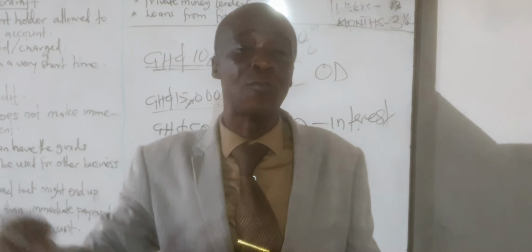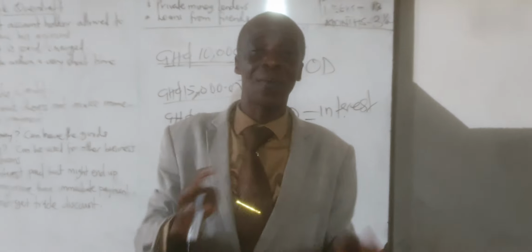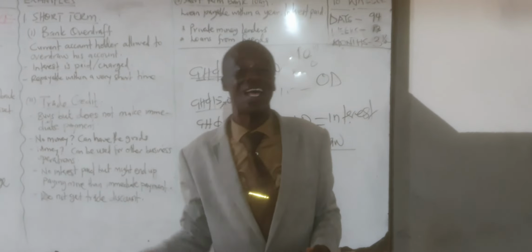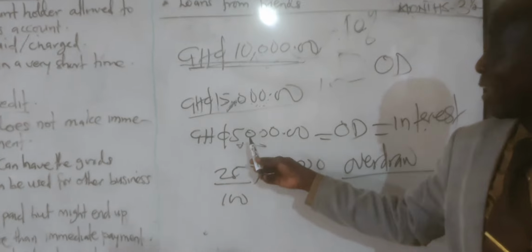If it is leasing, if you lease a piece of land to somebody for 20 years, then it becomes long term. So it's the period that will show you whether it is medium or long term. So that is for that one.